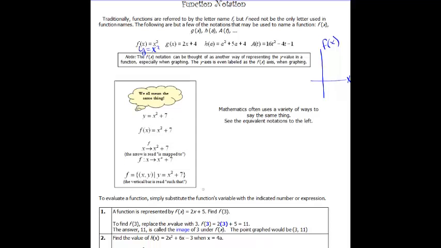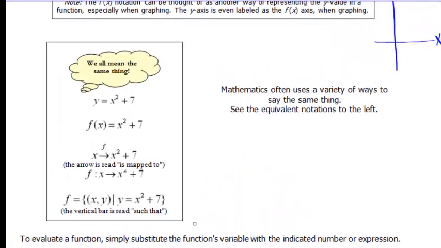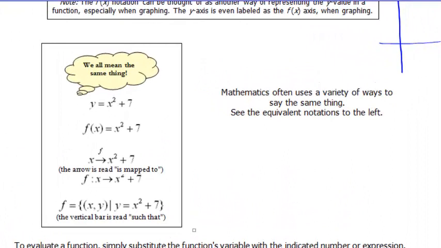Let's take a look at the different notations that are possible also. These notations in the box all mean the same thing. So you could see y equals x squared plus 7 or f of x equals x squared plus 7. These are the most commonly used. The others, however, you could see somewhere in a textbook or on a worksheet, and it's just saying if I take x and map it under the function f, I would get x squared plus 7.